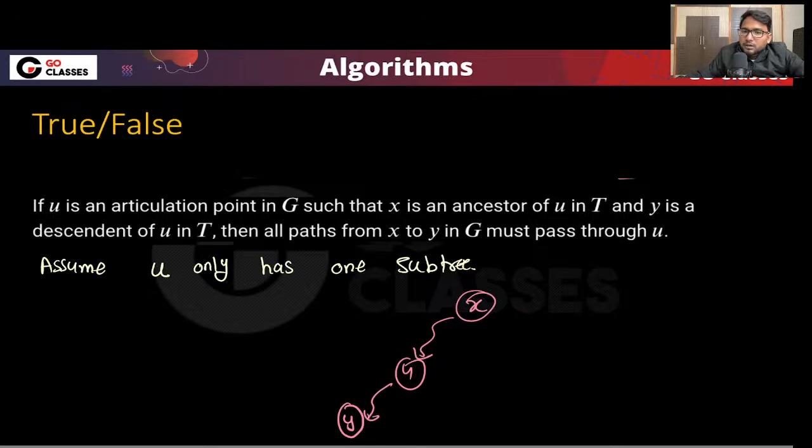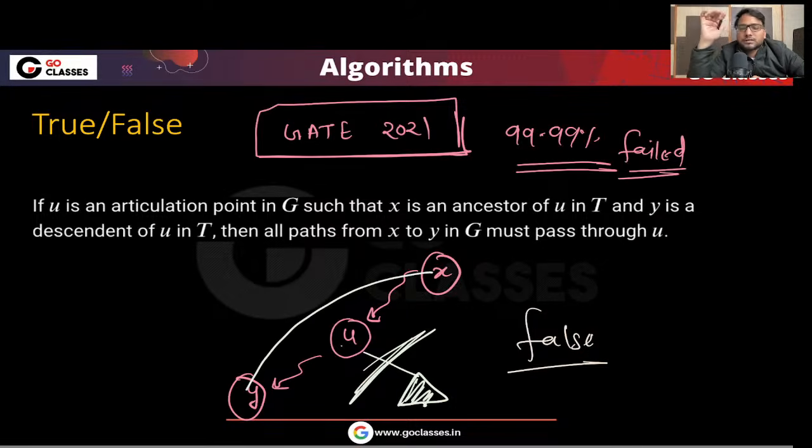U has only one subtree as a child. Then all the paths must go through it. Can they be directly connected? No. If there is only one subtree and this is an articulation point, then yes, it is true. In that case, it is true. Otherwise, it is false. You need to understand this. Otherwise, this is false. Why is that false?